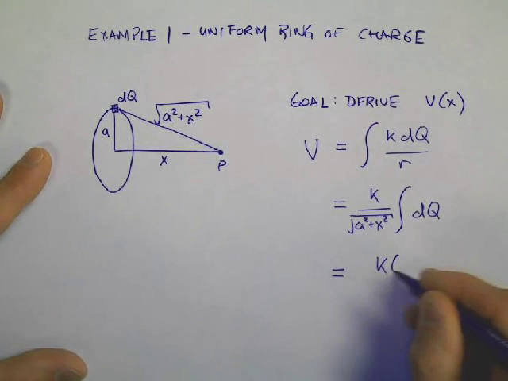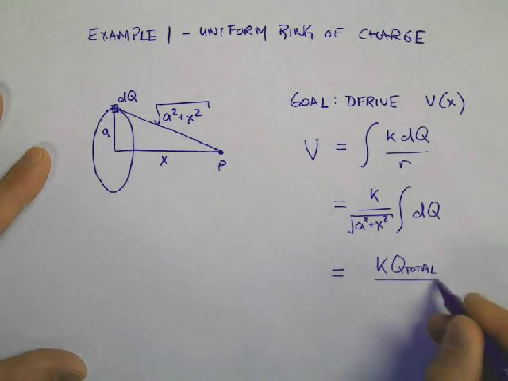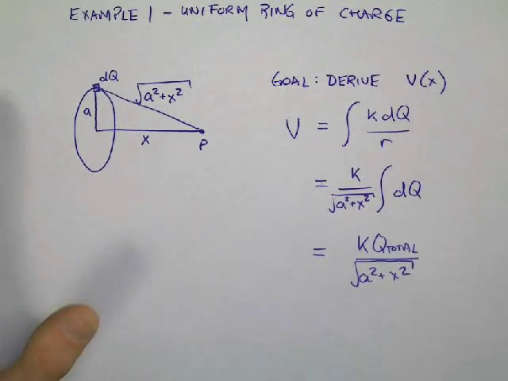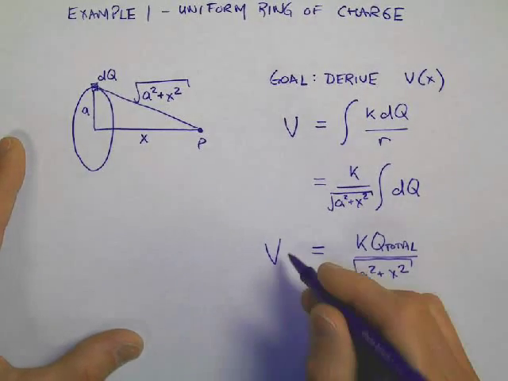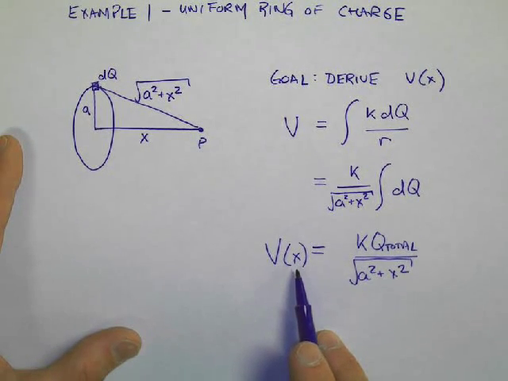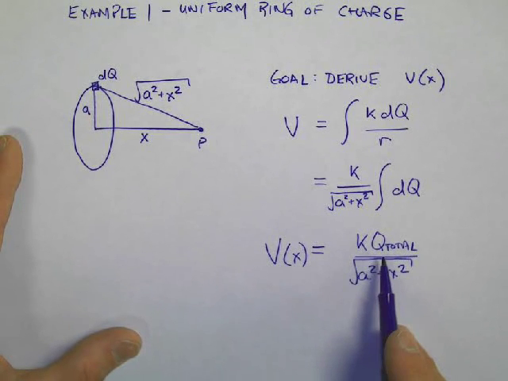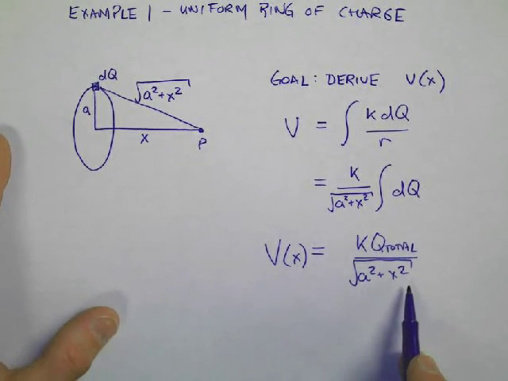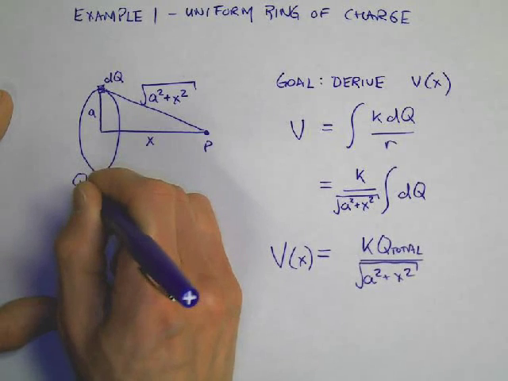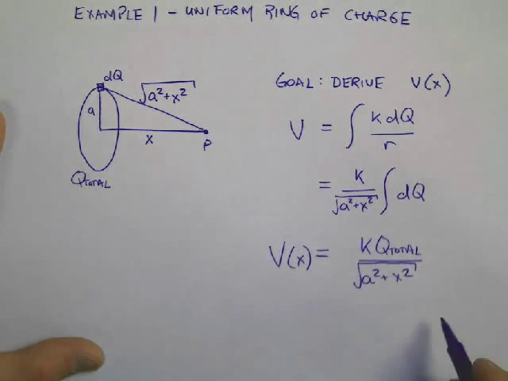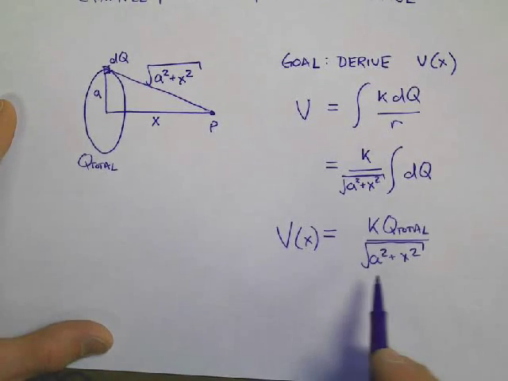And I arrive at my result, which is that the potential at a distance x along the primary axis of symmetry is going to be equal to K times the total charge divided by the square root of a squared plus x squared. Okay, so that Q total is the charge that's placed on the ring and that's spread out evenly, and that's the answer. Okay, so it's a pretty straightforward answer to get.